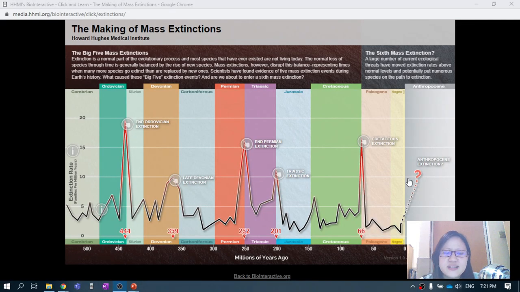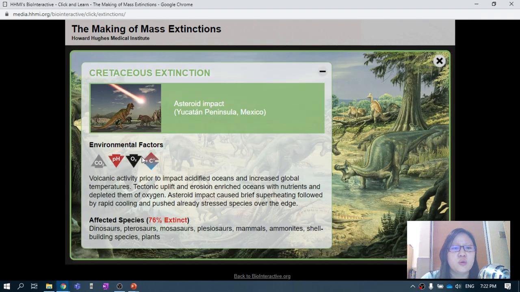So extinction, let's talk about that a little bit. In the past, there were the big five mass extinctions. The most famous one you might know may be the dinosaur one. Many scientists think it was an asteroid impact or some sort of volcanic activity that affected a lot of species, causing 96% to go extinct.